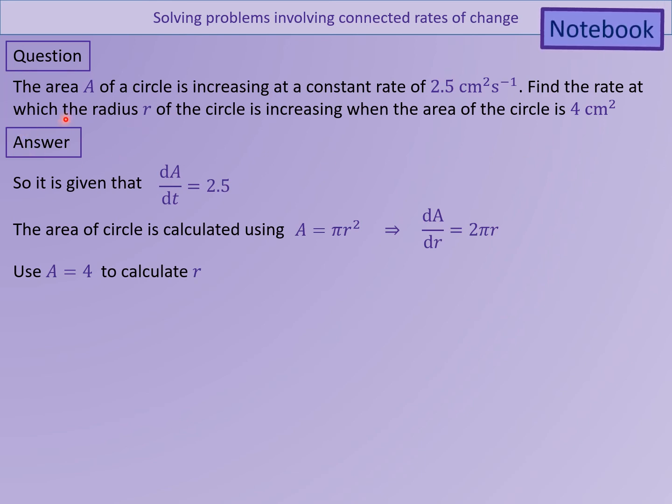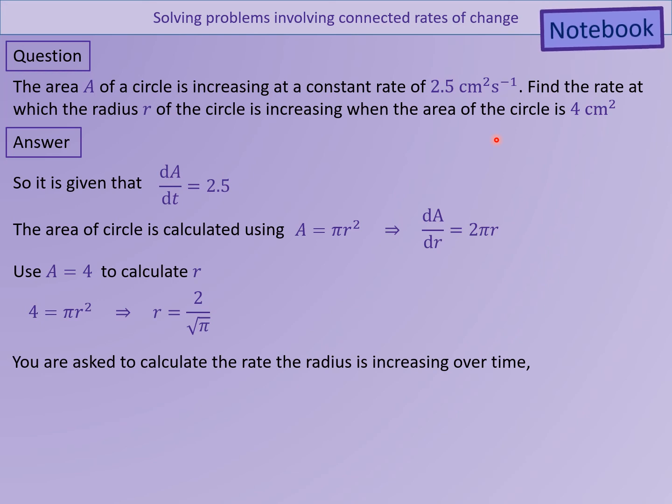So find the rate at which the radius of the circle is increasing, not what is the radius, but the rate that the radius is increasing when the area of the circle is 4 centimeters squared. So I'm looking at when the rate is changing. Right, so what can I do now? Well, I can certainly fill that in. I can work out what the r value is. So r is 2 over root pi, keeping it in exact form. And we're asked to calculate the rate of the radius changing over time. Okay, right, so why does that help me then?